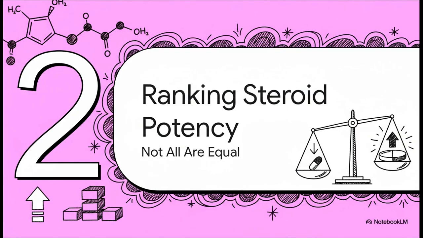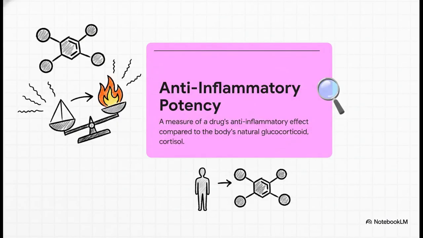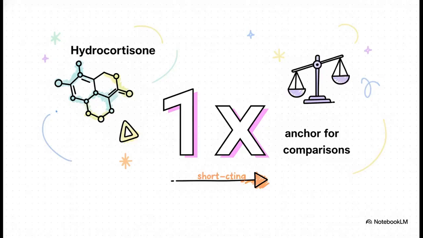Okay, so now that we know how they work, let's talk about how the common steroids you'll use every single day actually stack up against each other, because I'm telling you, when it comes to raw power, they're definitely not all created equal. So, how do we measure this power? We use a scale called relative anti-inflammatory potency. And to have a scale, you need a starting point, right? A baseline. For us, that baseline is our body's very own natural glucocorticoid, cortisol. Hydrocortisone, which is just the pharmaceutical name for cortisol, sets the standard. We give it a relative potency of exactly 1. It's considered short-acting, and it's the anchor for everything else we're about to compare.